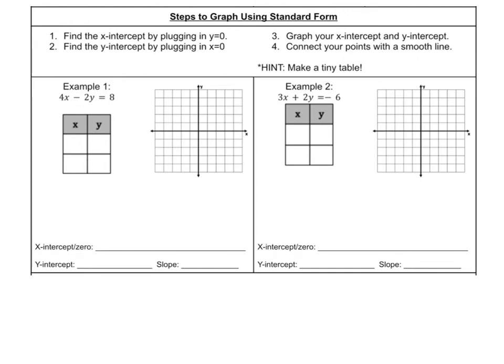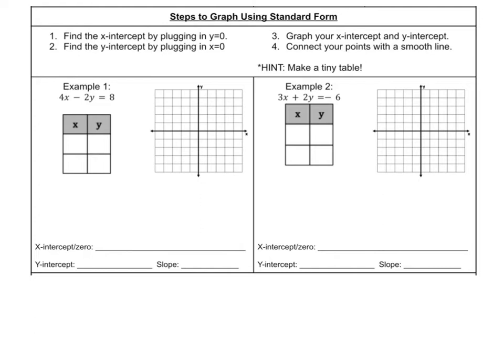So step 1, find the x-intercept. Step 2, find the y-intercept. Then graph those 2 points and connect them with a smooth line. From there, we can find our slope and other things. To help us find the x and y intercepts, we have a tiny table. This tiny table is just a way to help us organize and make sure we know what we're finding. In each row, you should have a 0.